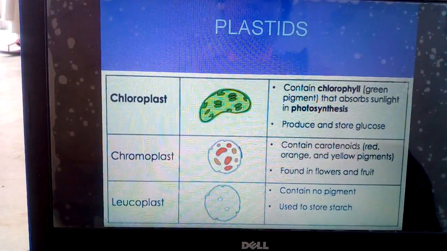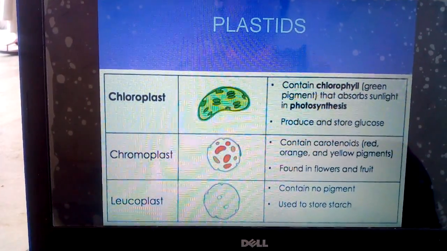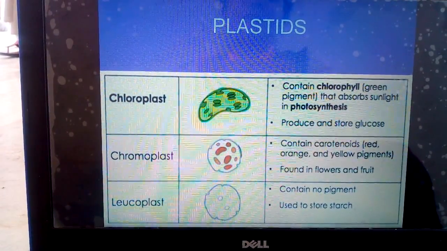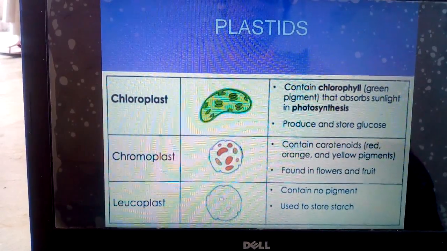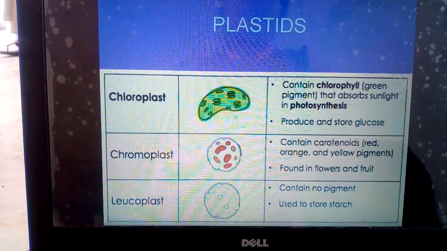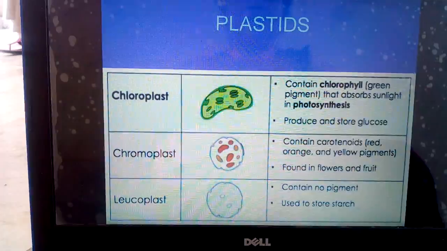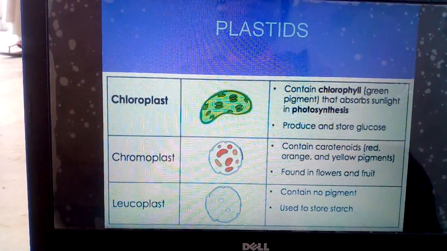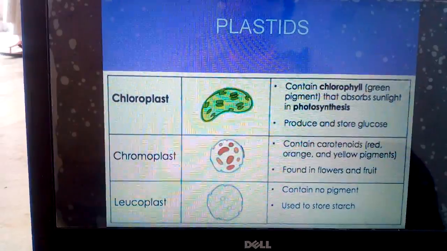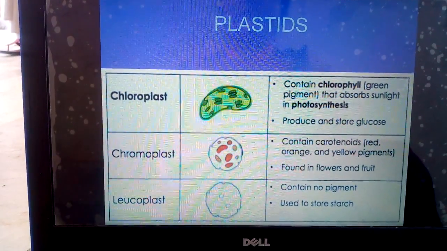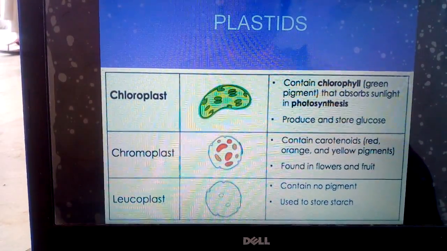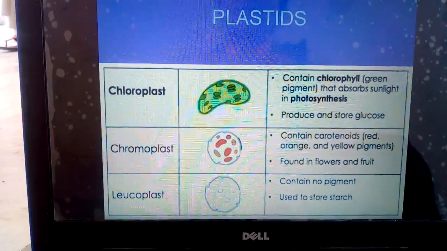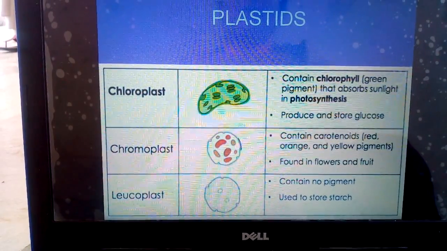Our next cell organelle is plastids. Now we have studied about the difference between plant cell and animal cell, right? So plastids make a difference. This is the main cell organelle that differentiates between plant cell and animal cell. Plastids are of three types: chloroplast, chromoplast, and leucoplast.